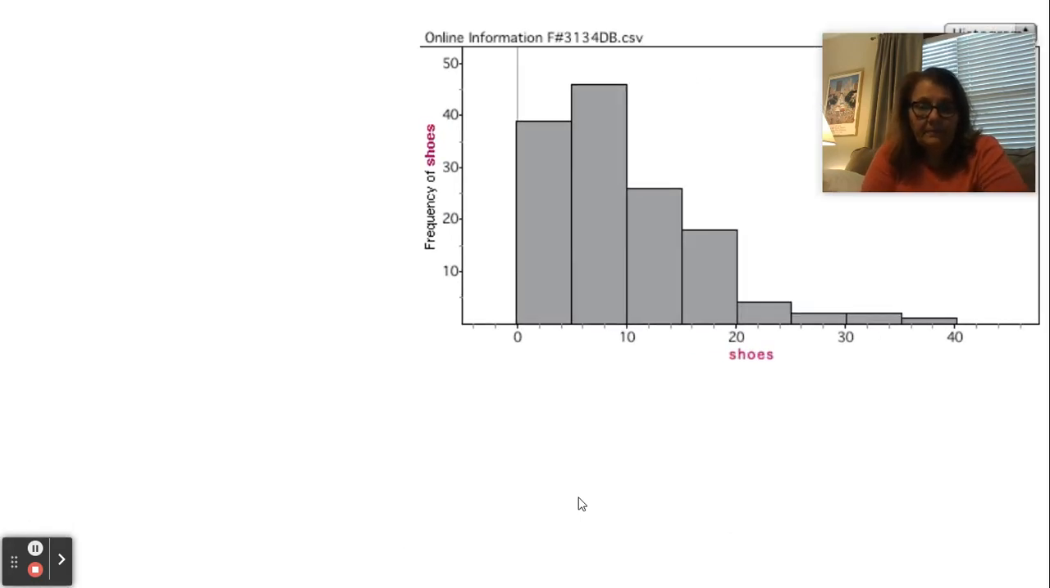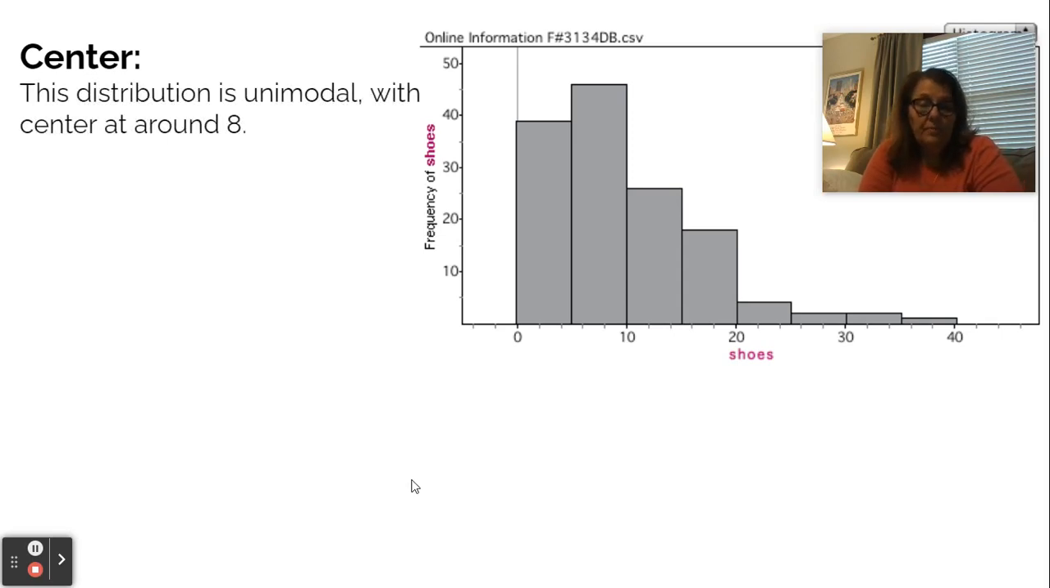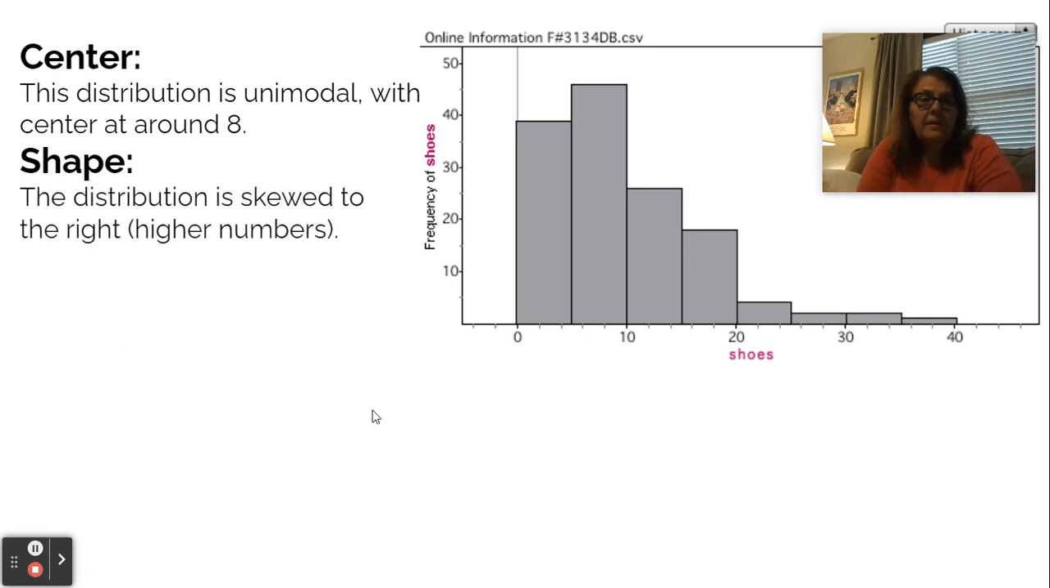Okay. So now this one, let's talk about the center. This is still unimodal with a center at around 8. And in this case, it looks like 8 shoes. I think it's 8 pairs of shoes. Okay. And now the shape, we can no longer say that it is roughly symmetric because notice it has a tail. So it's going to be skewed. And it's always skewed in the direction of the tail. So notice that the tail is going to the higher numbers. So that means it's going to be skewed to the right. Okay. The distribution is skewed to the right, to the higher numbers.